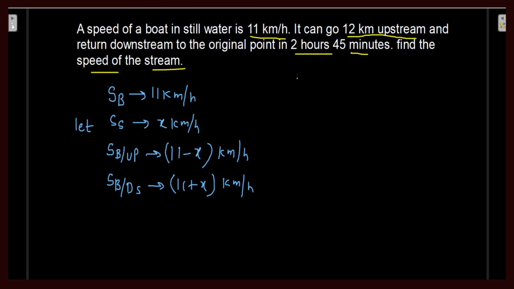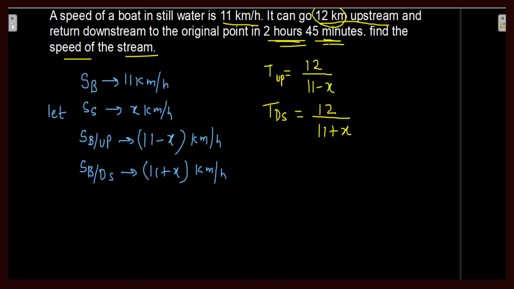Now we will find the time. So the time taken to go upstream, the total distance is 12 kilometer. Time is calculated as distance upon speed. So distance is 12 kilometer and this is the time for upstream. The upstream speed is 11 minus x. And the time for going downstream will be equal to 12 upon 11 plus x.